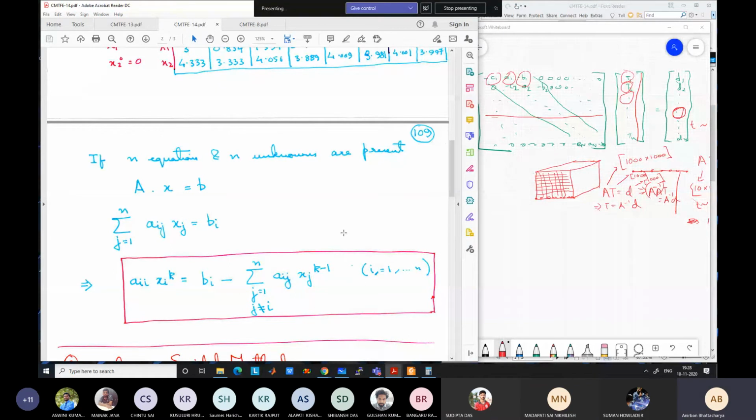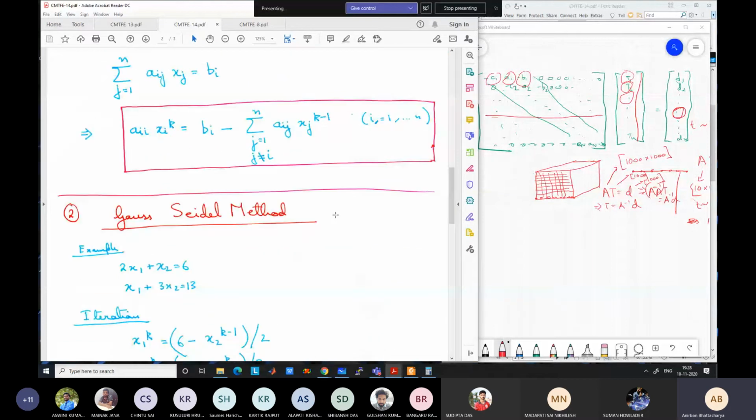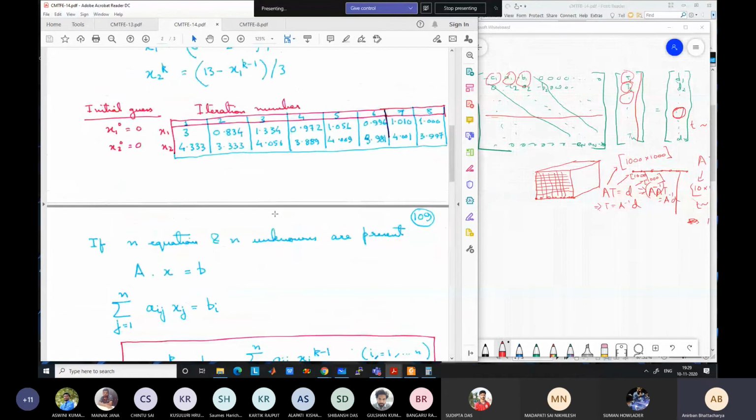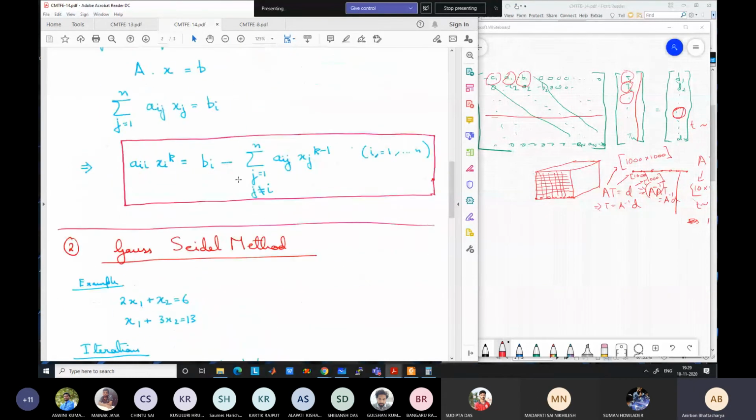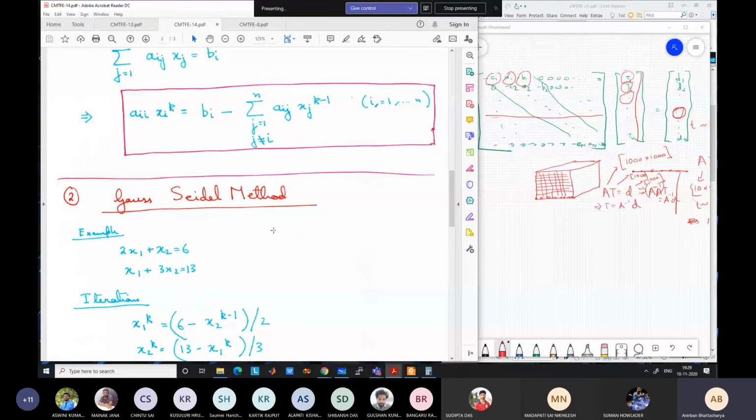So let us take a look at another method today, and then we will continue that discussion in the next class for the second method, because there are some nuances in the second method, because it is not always stable. We have to also tackle that. The second method is an improvement on the first method, which is known as the Jacobi method. So the second method is known as the Gauss-Seidel method.